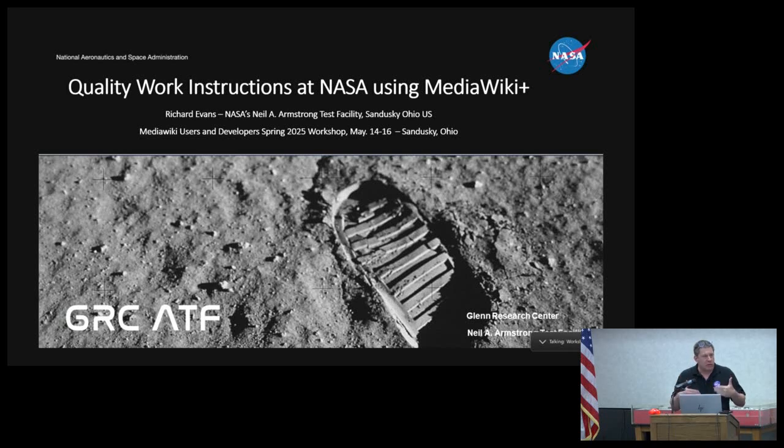This is my justification to the folks in my world about why MediaWiki is particularly suited for solving a problem that we've been trying to solve for many years, and the recent combination of new extensions in the community combined with upgrades in the MediaWiki core are finally allowing us to move forward on something that's been on our to-do list for 10 years, which is quality work instructions at NASA using MediaWiki Plus.